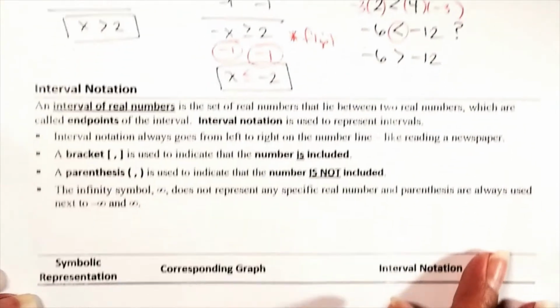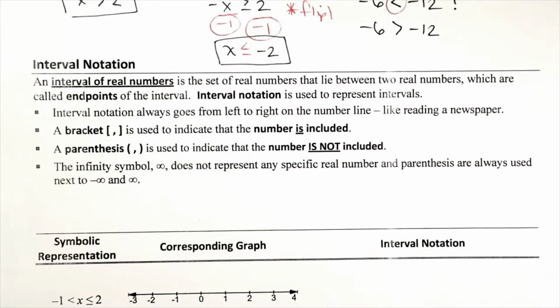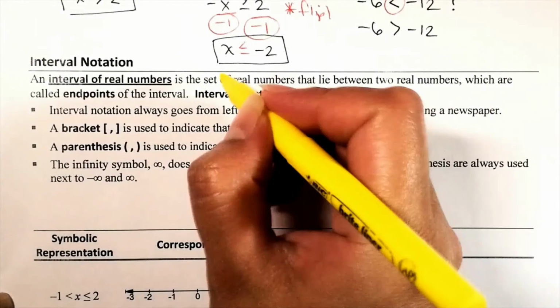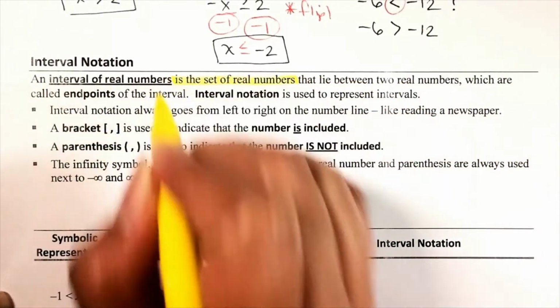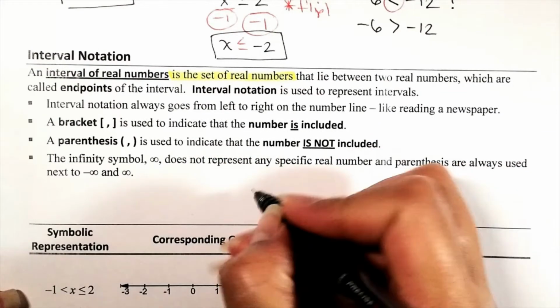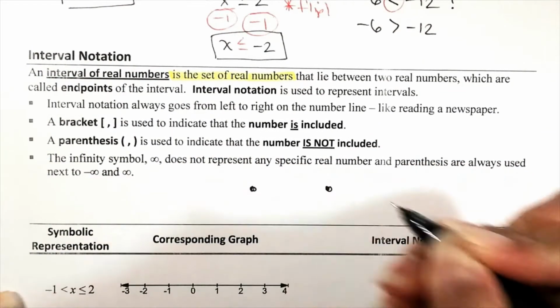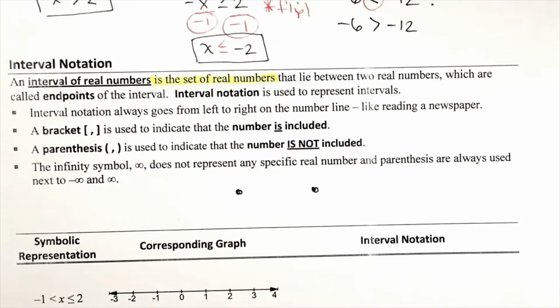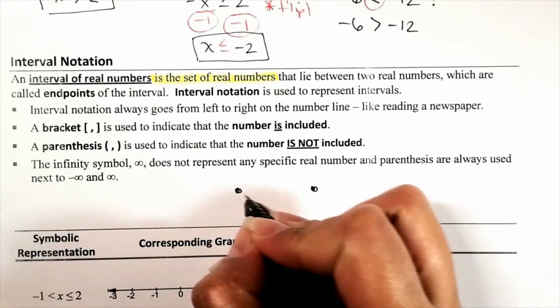But now the question is, what is interval notation? Sorry, an interval of real numbers, what is that? Let me go ahead and highlight it. An interval of real numbers is a set of real numbers that lie between these two other numbers. So pretty much I have a number here and I have a number here. Those are the endpoints, and then I want to identify all the real numbers in between them.